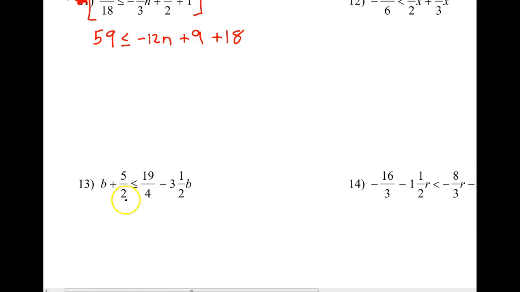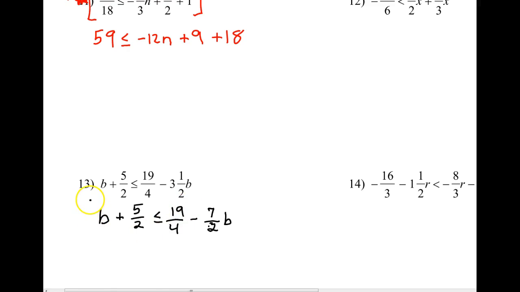Same thing on 13, common denominator. Let's see here. I don't like this mixed number here, so let's actually do a step and make that improper first. I'll change that later on. There we go. So negative 3.5 is really going to be 2 times 3 plus 1, 7 over 2. 7 divided by 2 is 3.5.